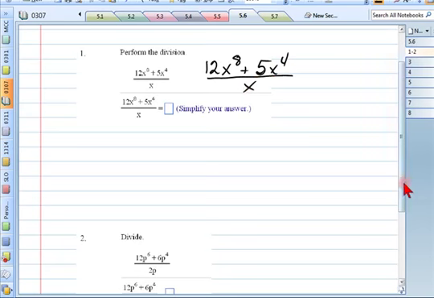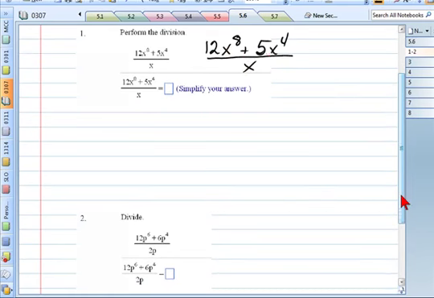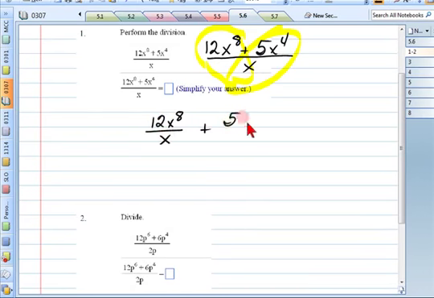Yes. All right, to do these problems, what I'm going to do is separate this into however many fractions I need. I'm going to look at this piece, and then this piece. So it looks like 12x to the 8th over x plus 5x to the 4th over x. Each one of these is going to use the quotient rule.